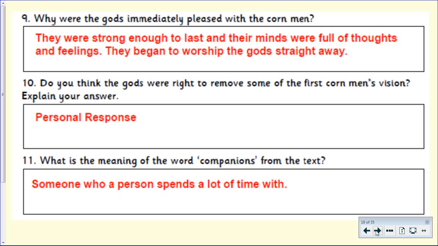What is the meaning of the word companions from the text? Companion means a friend, so someone who spends a lot of time with somebody else. Well done if you got those right.